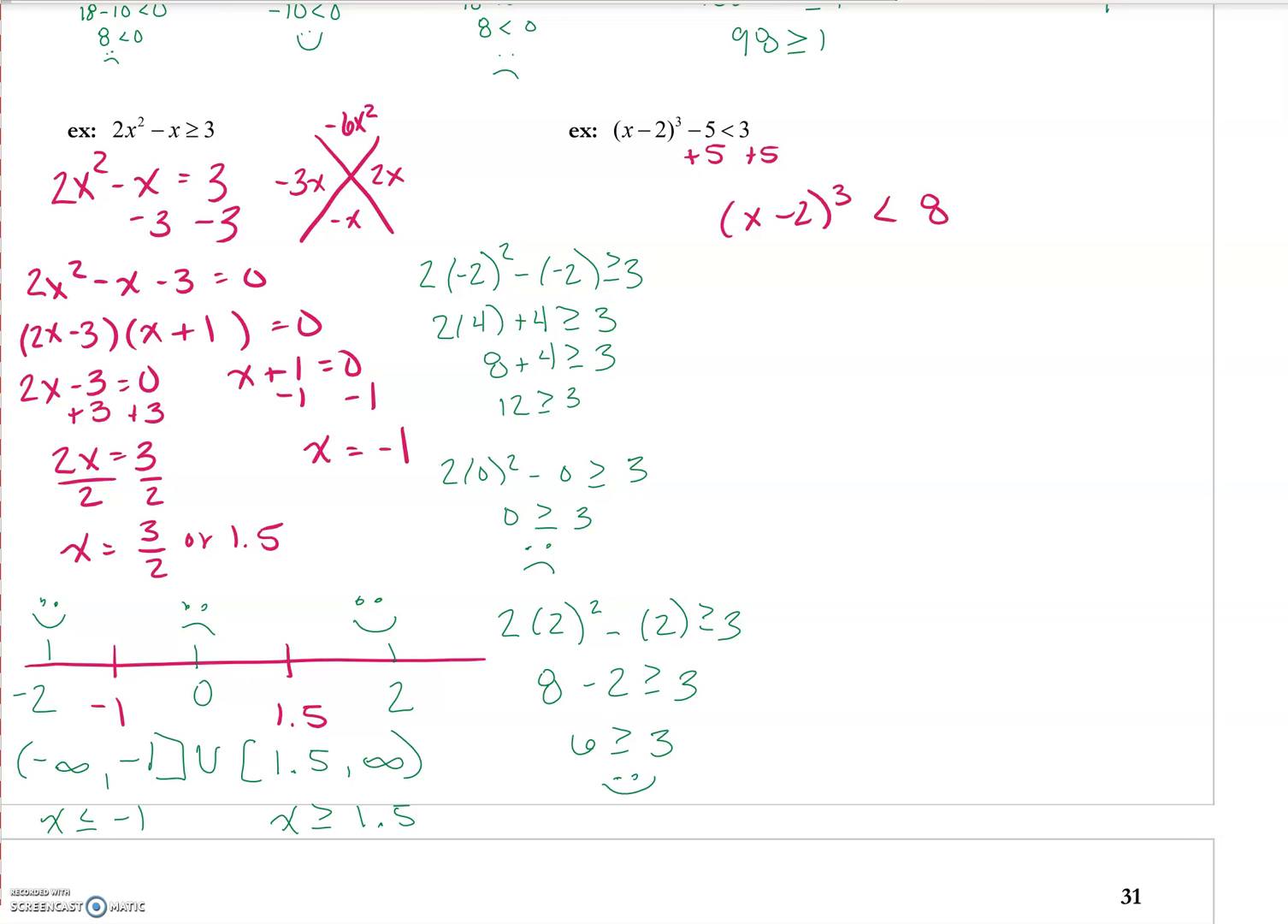Once I get to this point, I'm going to get rid of the cube by taking the cube root. Now I have x minus 2 is less than the cube root of 8, which is 2. I'll add 2 and get x is less than 4. That's my answer as an inequality. If we wanted to write it using interval notation, we would say from negative infinity to positive 4.